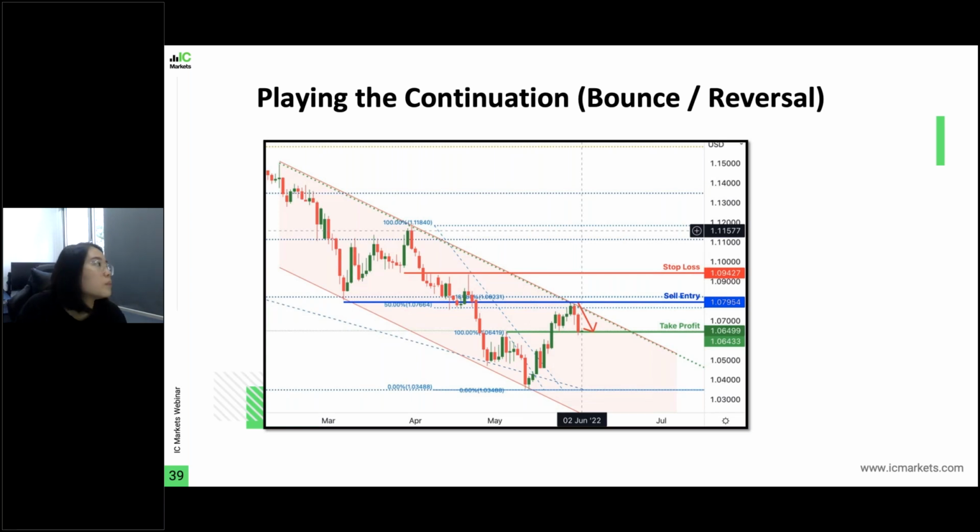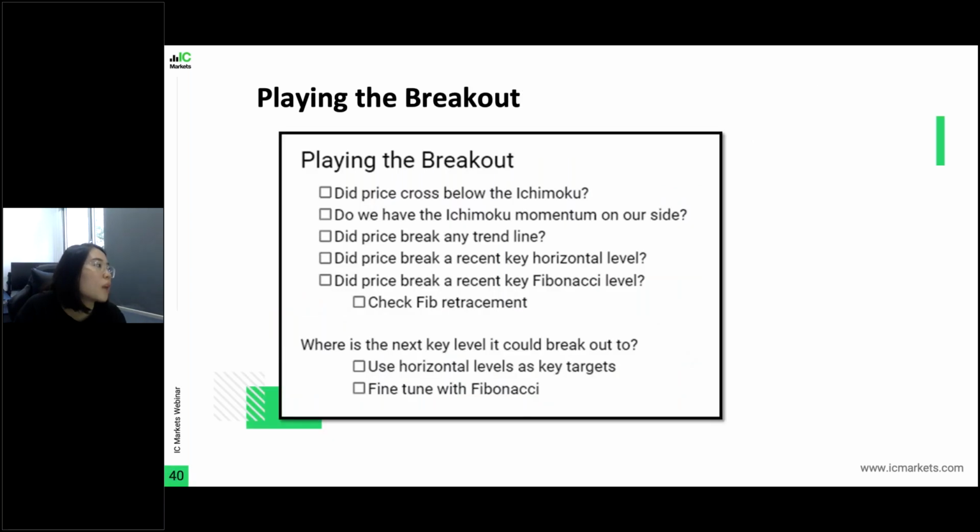Okay. So playing the breakout. So this is what you need. You need to ask yourself, did price cross below the Ichimoku cloud? Did we have the Ichimoku momentum on our side? Did price break any trend? Did price break a recent key horizontal level? Did price break a recent key Fibonacci level? Check big retracement. Where is the next key level it could break out to? Use horizontal levels as key targets, fine-tuned with Fibonacci.